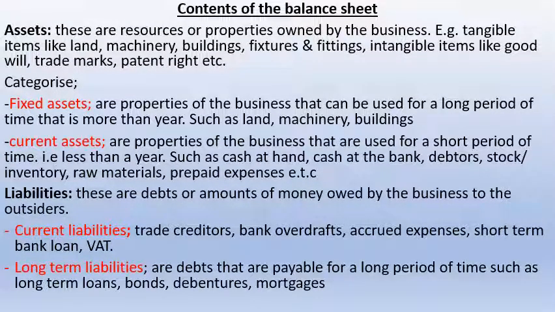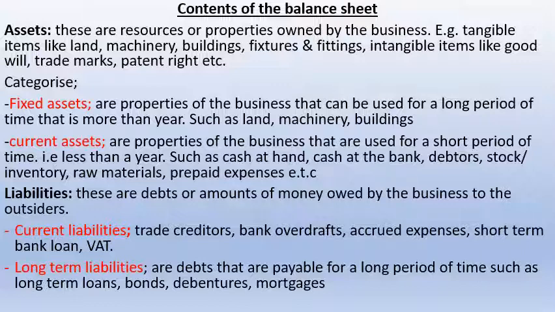Assets. These are resources or properties owned by the business. Some are tangible items like land, machinery, buildings, fixtures, fittings, to mention but a few. And we also have intangible items like goodwill, trademarks, patent rights, to mention but a few. So we shall categorize these assets into 2. We have what we call fixed assets and then current assets.